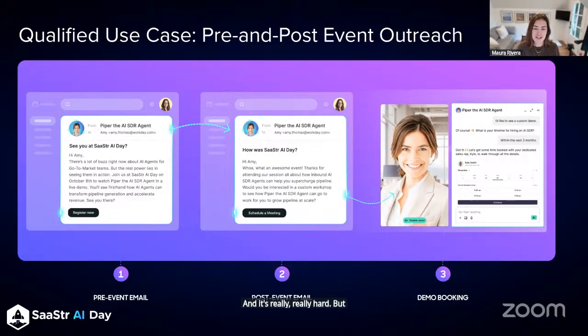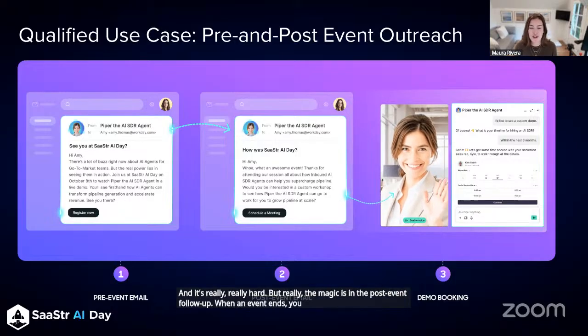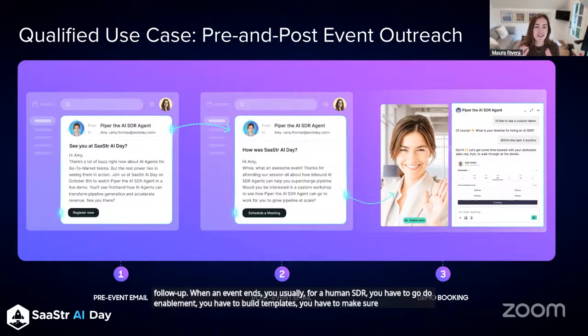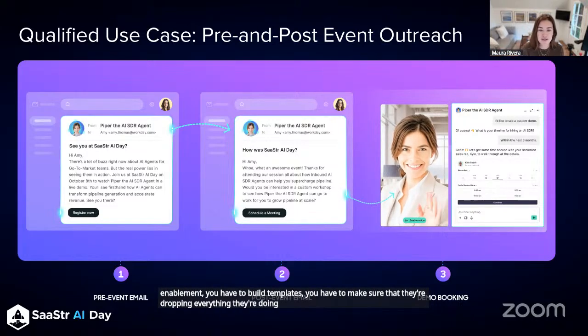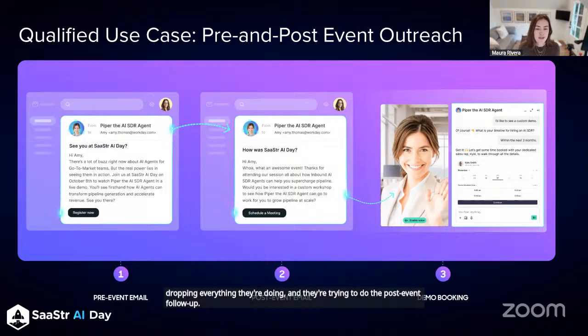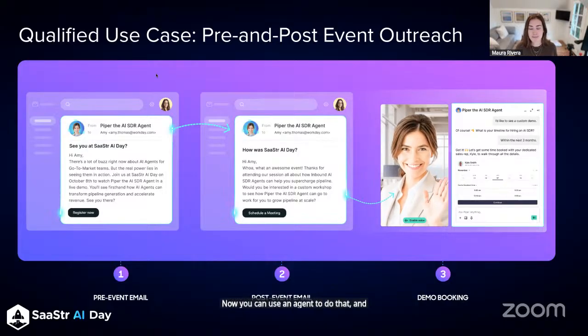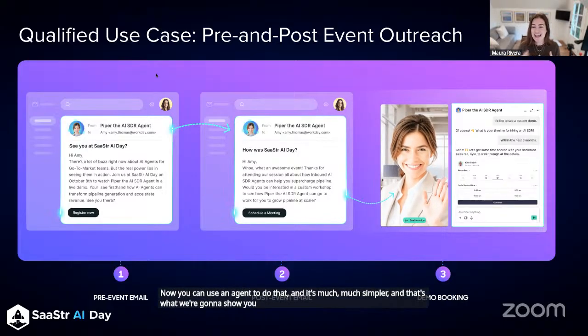But really, the magic is in the post-event follow-up. When an event ends, for a human SDR, you have to go do enablement, you have to build templates, you have to make sure that they're dropping everything they're doing and trying to do the post-event follow-up. Now you can use an agent to do that, and it's much, much simpler. And that's what we're going to show you guys today. And what they can do is drive folks to their site and book the demo.